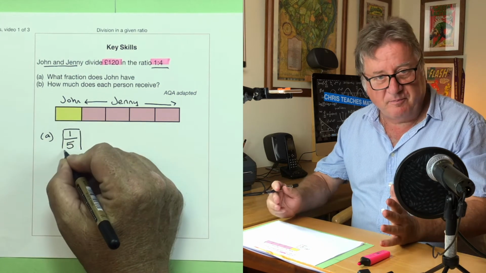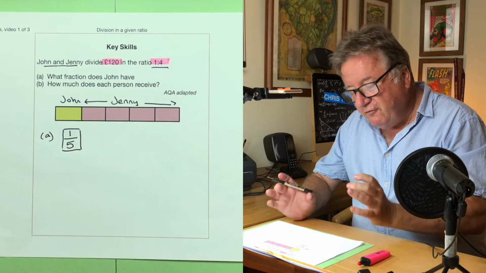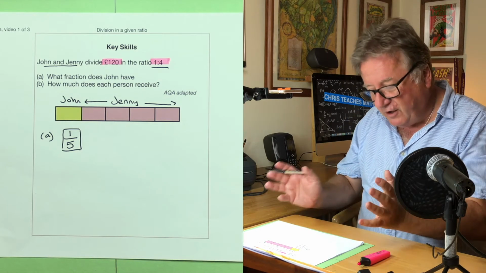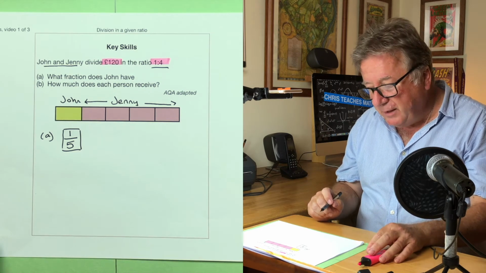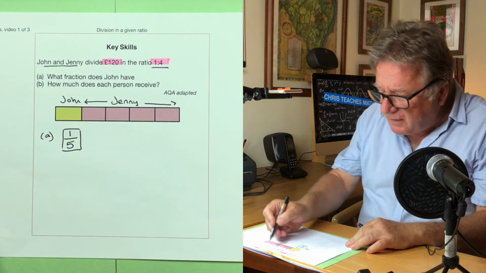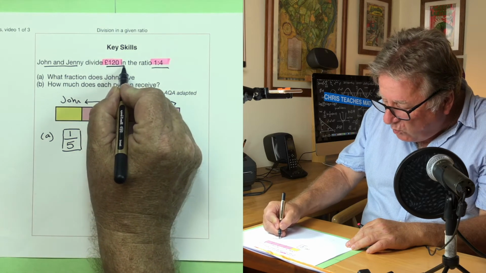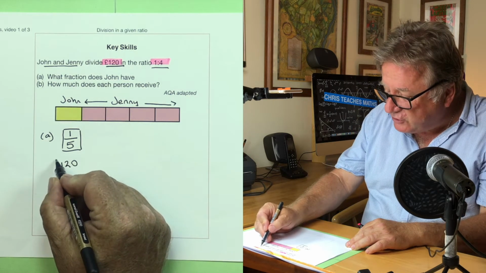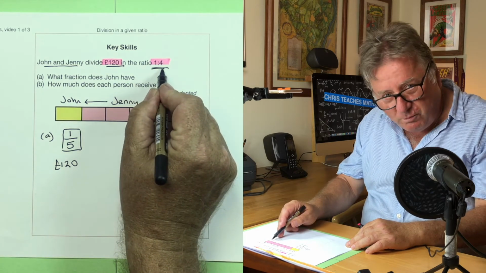There we have it. Before we move on, just look at the bar again. Just think, visually, you can see exactly what's going on. 1 part to 4, 5 parts altogether. Now we'll go on to part B. How much does each person receive? Well, go back to the question and the information is there is £120 to share. And going back to the original information, the ratios are 1 to 4. 1 part to 4 parts.